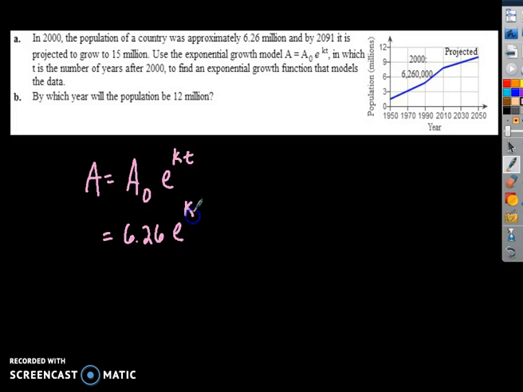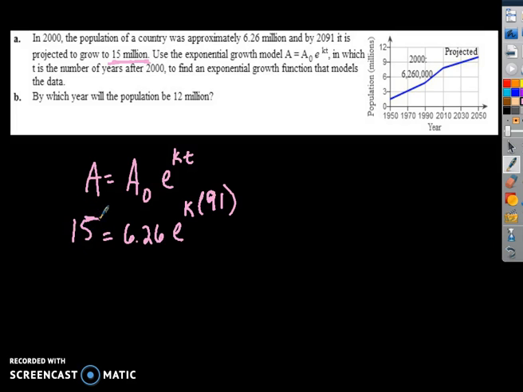I do not know its growth rate, but I do know the time. It goes from 2000 to 2091, so it goes 91 years. So this formula is meant to project out 91 years. And I know my final amount. I want to know when it actually makes it to 15 million, so I know my final amount is 15 million. So this is the equation.